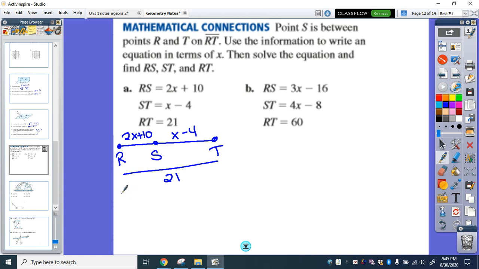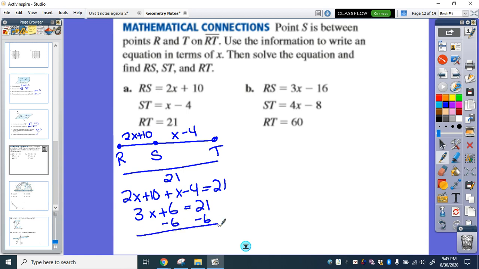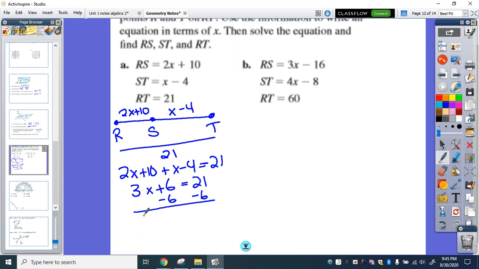So to find x, we will do 2x plus 10 plus x minus 4 equals 21. Combine like terms, so we get 3x plus 10 minus 4 is 6 equals 21. Subtract 6 from both sides. Going to need a little bit more room here. So we get 3x equals 15. Divide by 3. We find out that x equals 5.